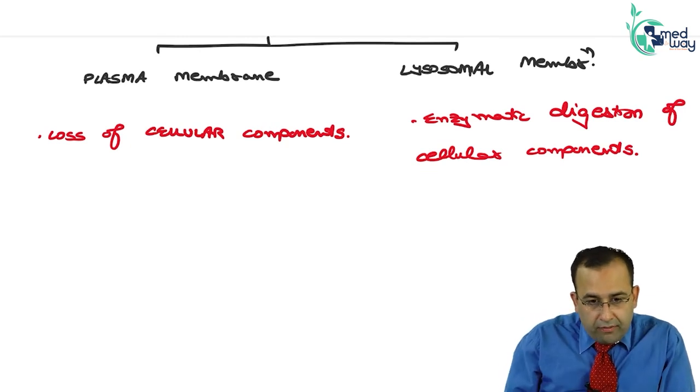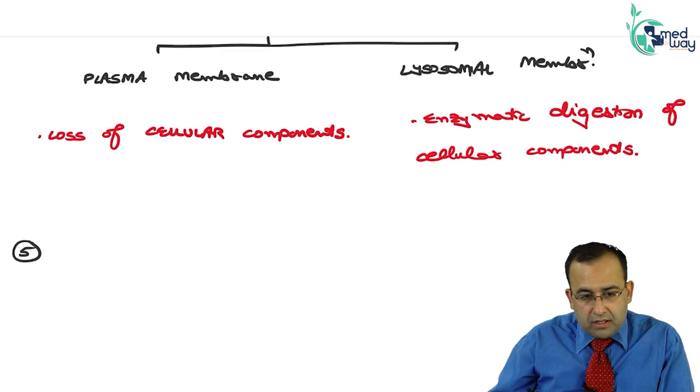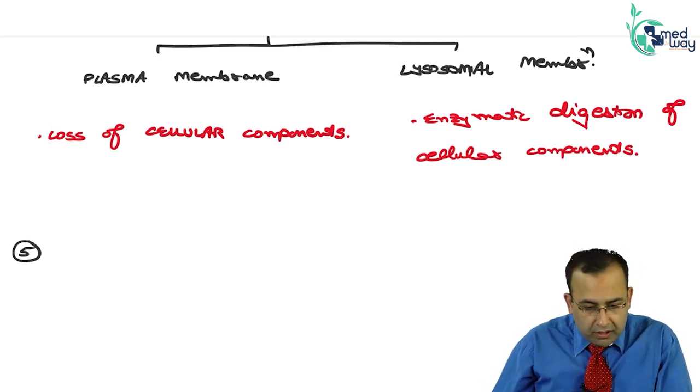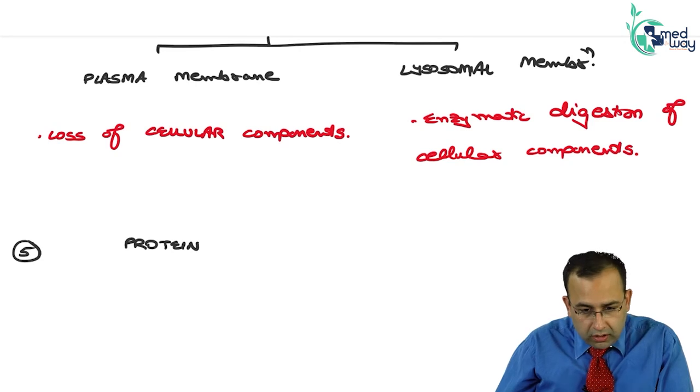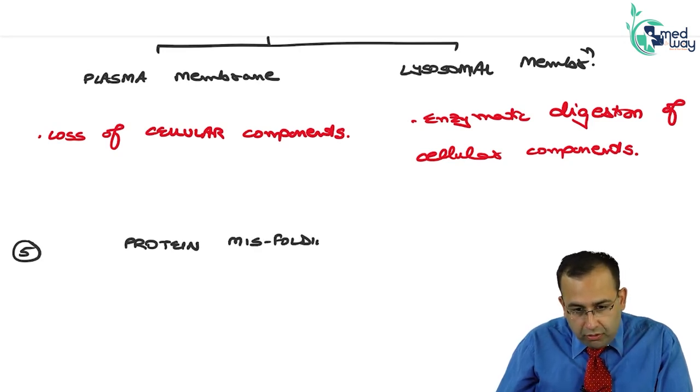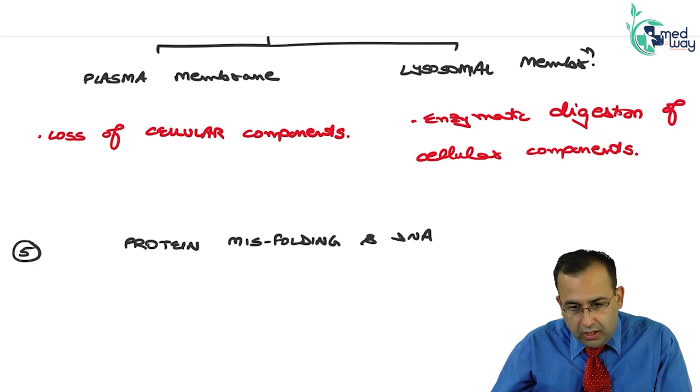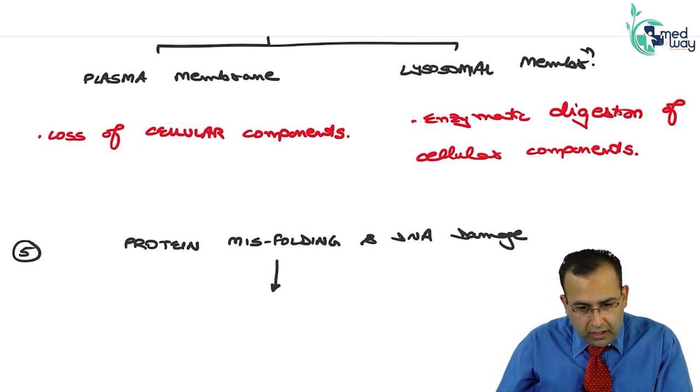Lastly, the last biochemical mechanism of cell injury is protein misfolding. If the cell is getting injured, the proteins will get misfolded. Protein misfolding and DNA damage, which in turn activates apoptosis.